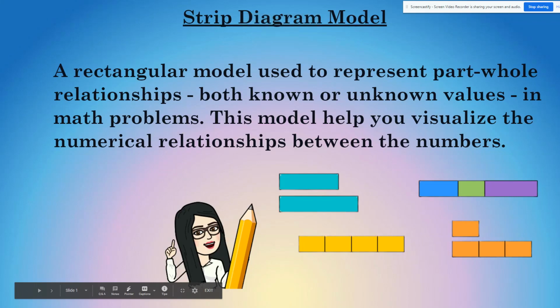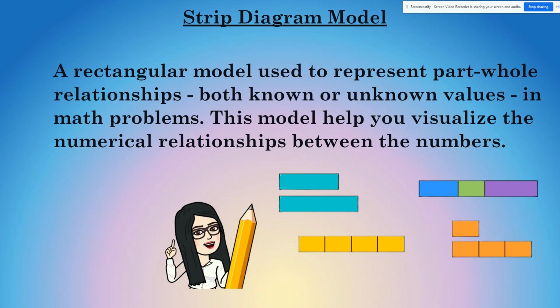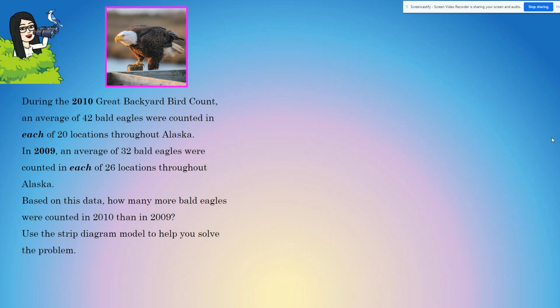In this lesson, you are going to solve multi-step word problems using the strip diagram model. What is the strip diagram model? It is a rectangular model used to represent part-whole relationships, both known or unknown values in math problems. This model helps you visualize the numerical relationships between the numbers. Now I'm going to show you how to use this model in problem solving.